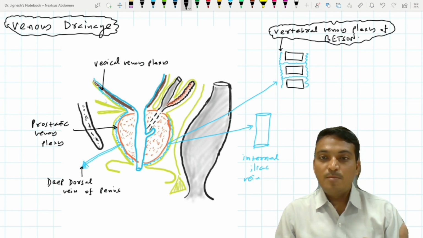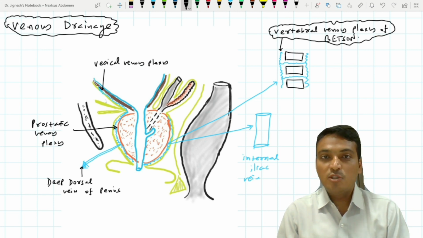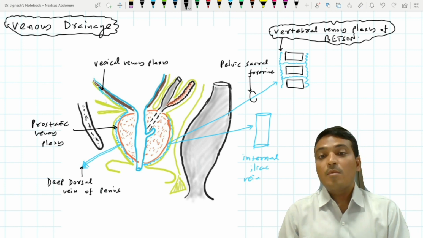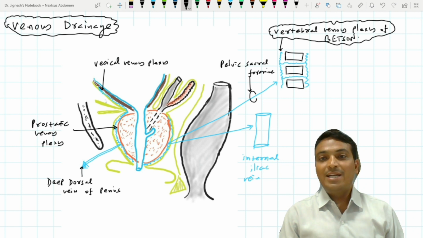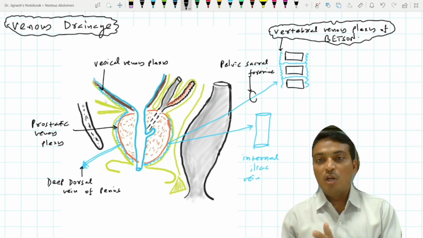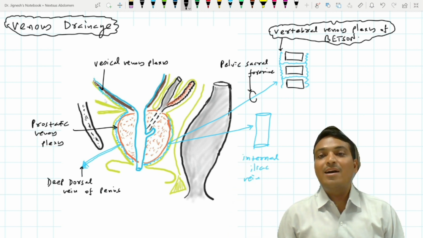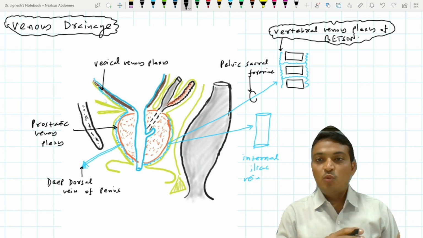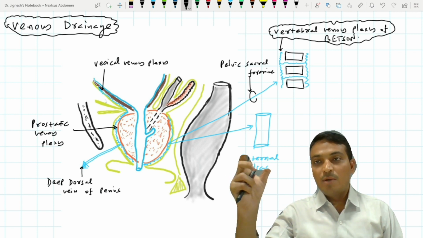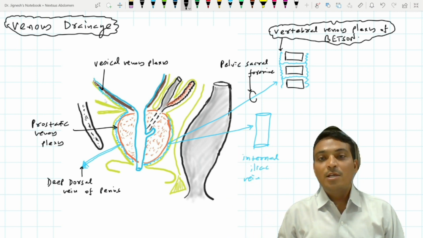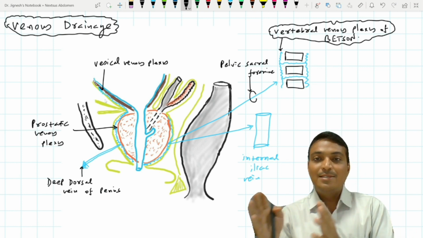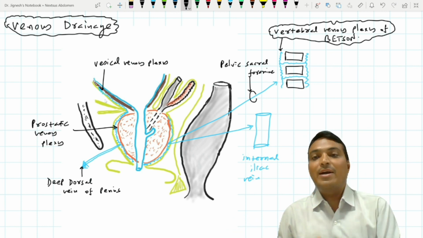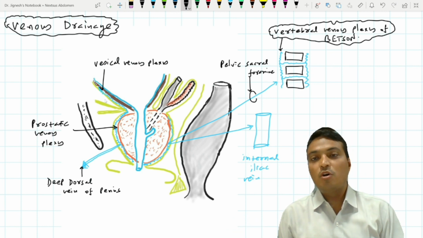This prostatic venous plexus communicates with the vertebral venous plexus of Batson via the pelvic sacral foramina. So in carcinoma of the prostate, the metastasis may lead to carcinoma of the vertebral column as well as of the intracranial structures. So via this vertebral venous plexus of Batson, the prostatic carcinoma may metastasize towards the vertebral column or towards the intracranial side.